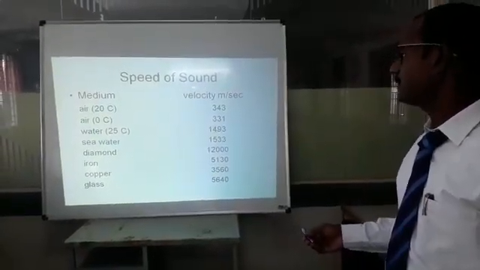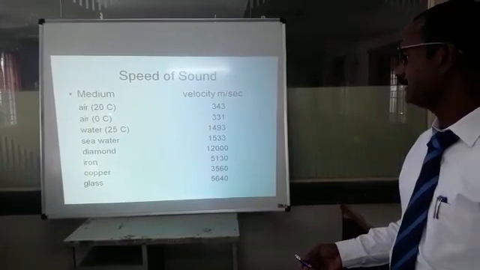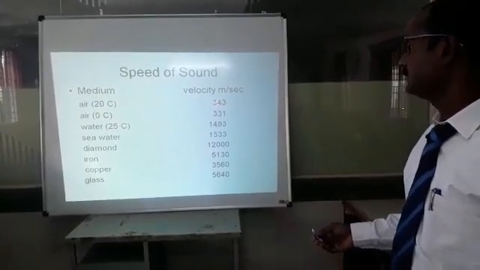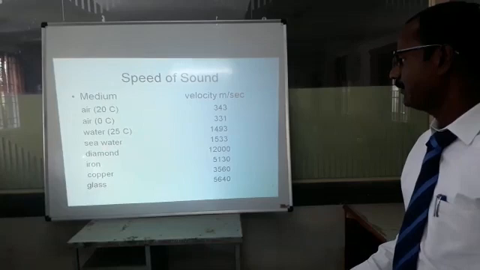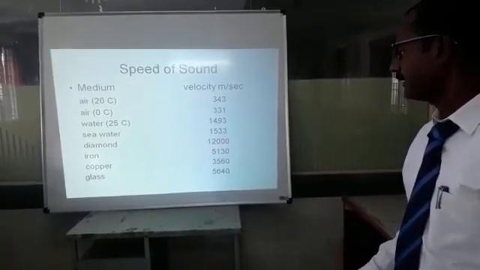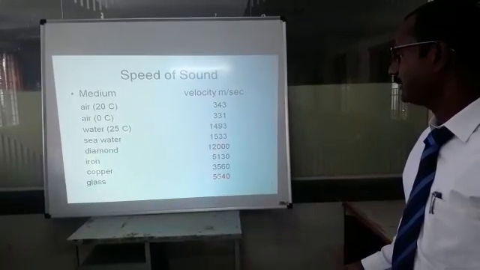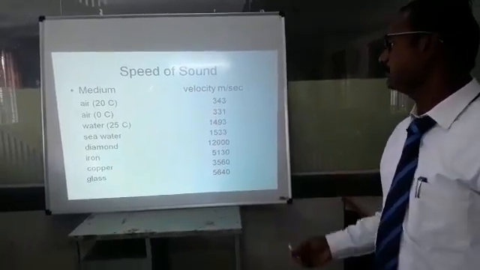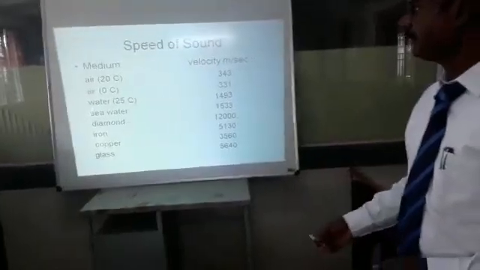The speed of sound in air at 20 degrees Celsius is 343 meters per second. For example, diamond 12,000 meters per second, glass 5,640 meters per second. That is the speed of sound waves in different media.